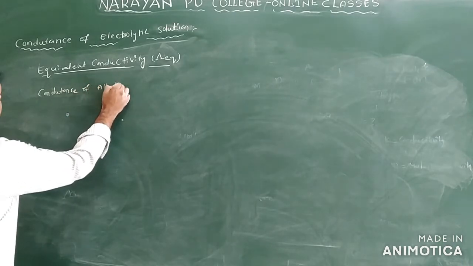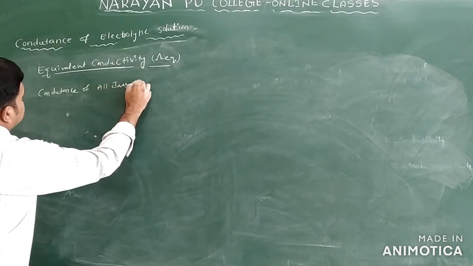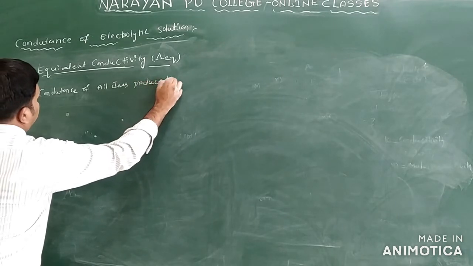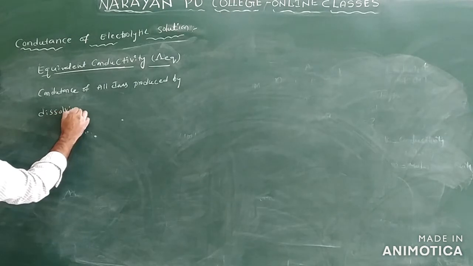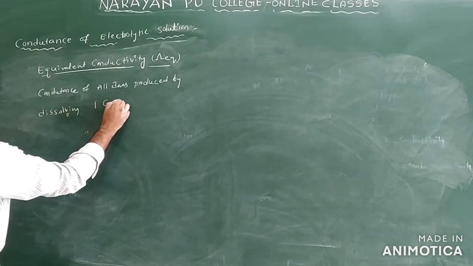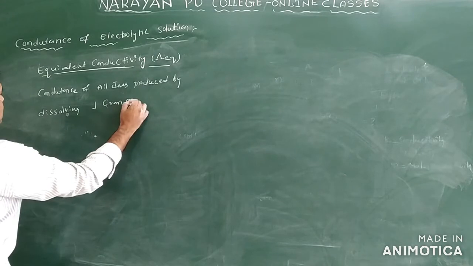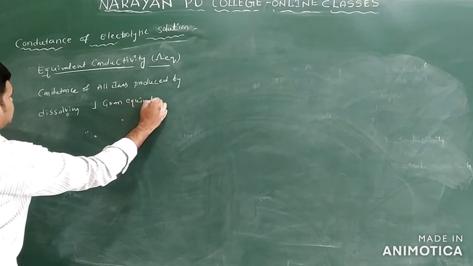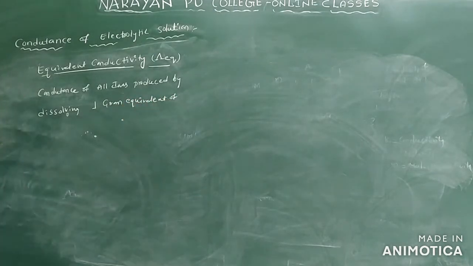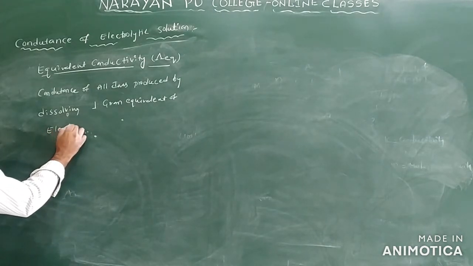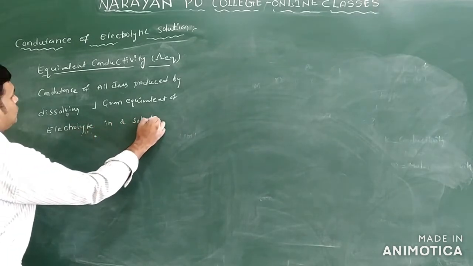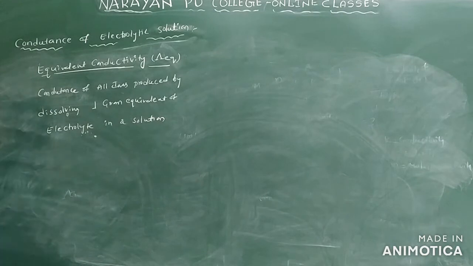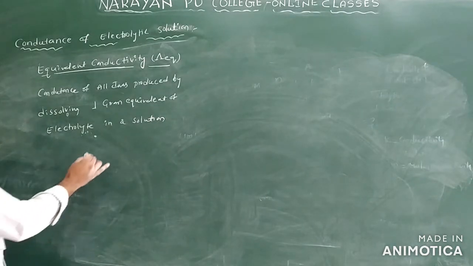Conductance of all ions produced by dissolving 1 gram equivalent weight of electrolyte in a solution, we are calling equivalent conductivity only.